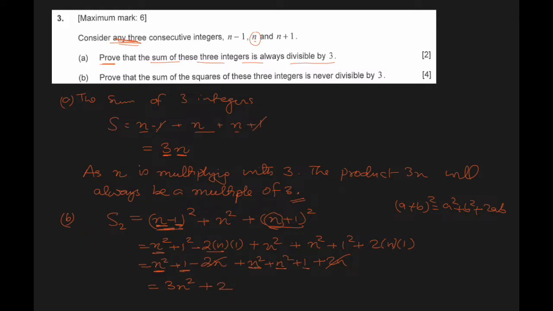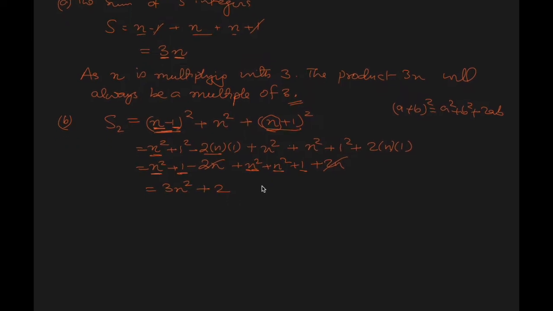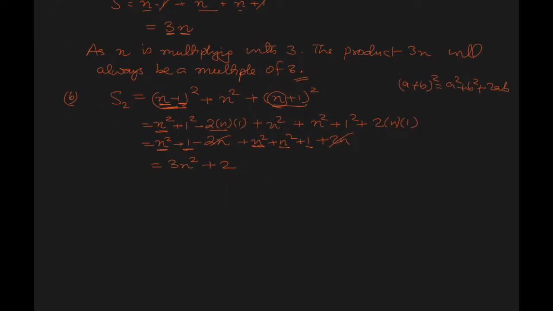So now we can clearly see that one part is divisible by 3, it is a multiple of 3, but the second one is not. So 3n square is a multiple of 3 but not 2. To be a multiple of 3 or divisible by 3, we should have 3 common in both parts. It will be 2 more than a multiple of 3 but not exactly a multiple of 3. That's why it is not divisible by 3.